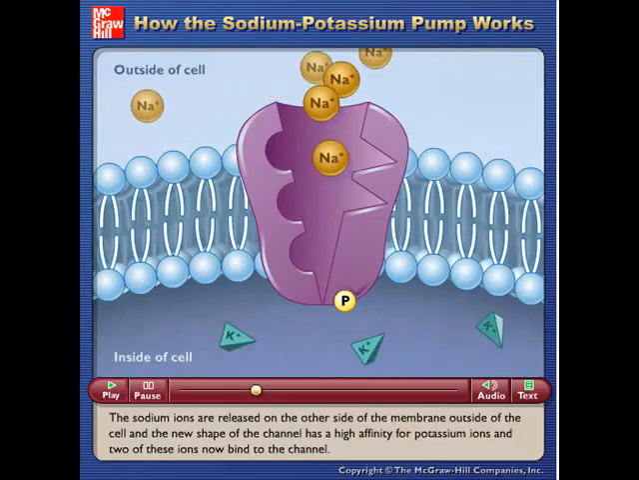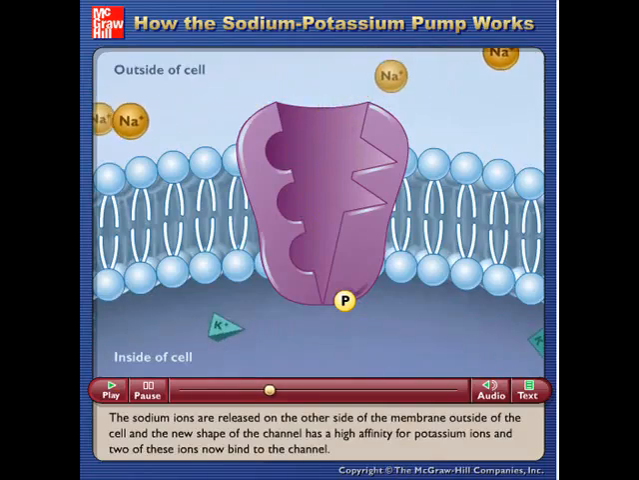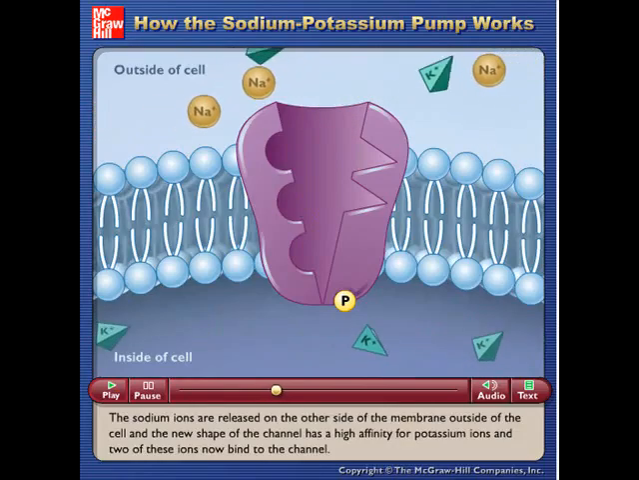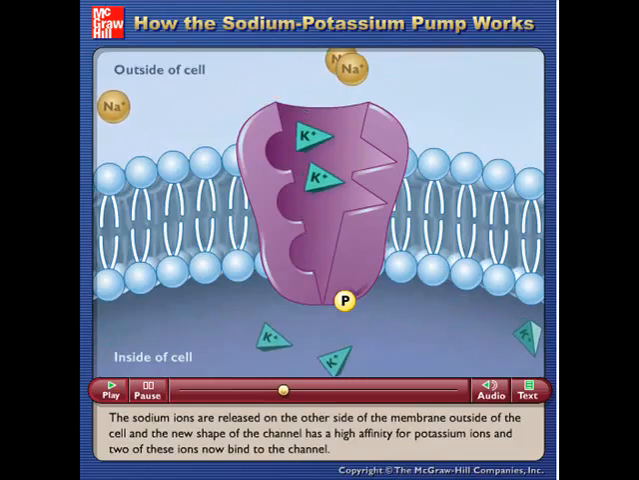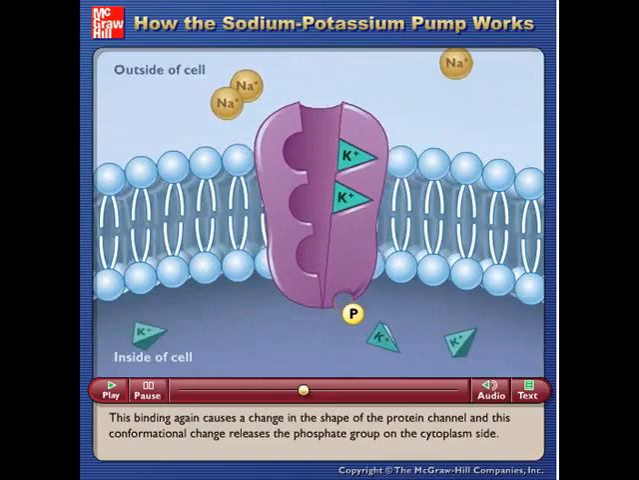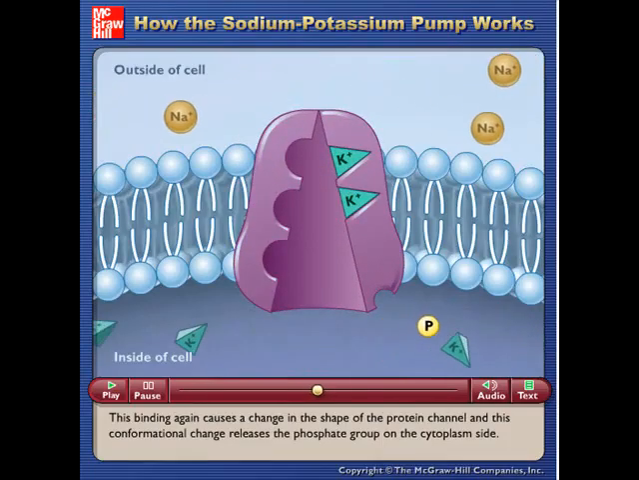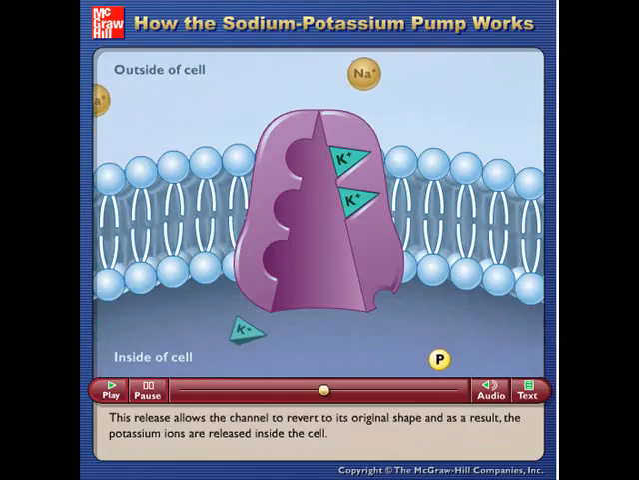The sodium ions are released on the other side of the membrane outside of the cell, and the new shape of the channel has a high affinity for potassium ions, and 2 of these ions now bind to the channel. This binding again causes a change in the shape of the protein channel, and this conformational change releases the phosphate group on the cytoplasm side.